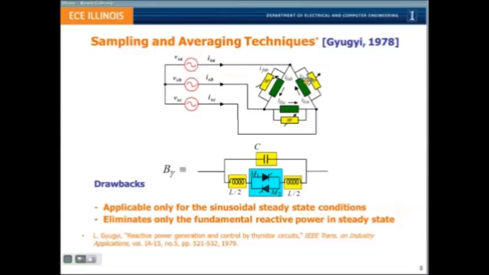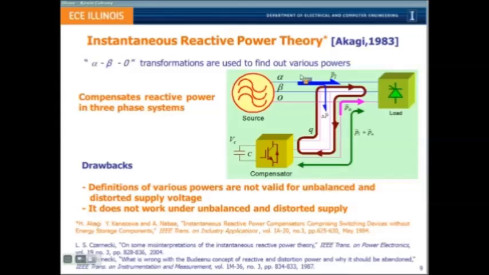Since these are the drawbacks, but it was used for quite some time until 1983-84, when the next theory started coming into the picture, which is the instantaneous reactive power theory. And for people who work in machines and drives, we know that the alpha-beta-zero transformation is very commonly used.